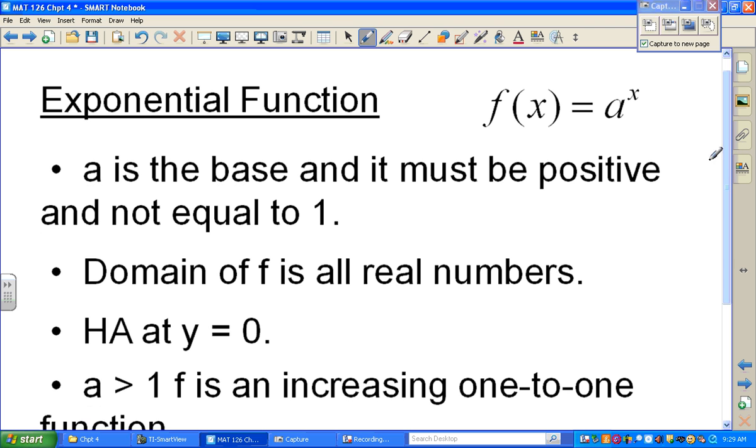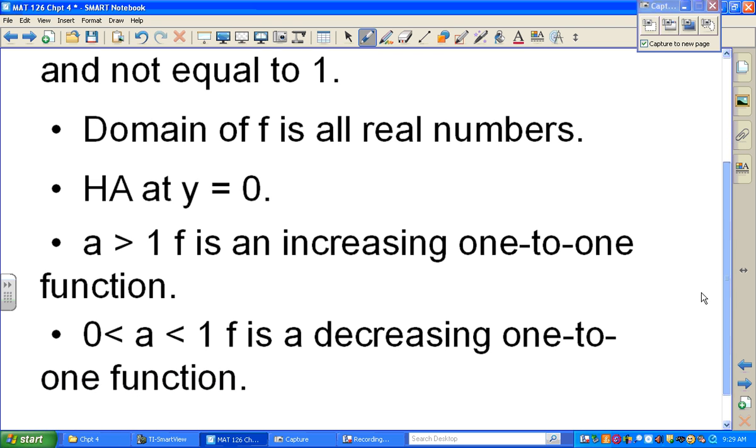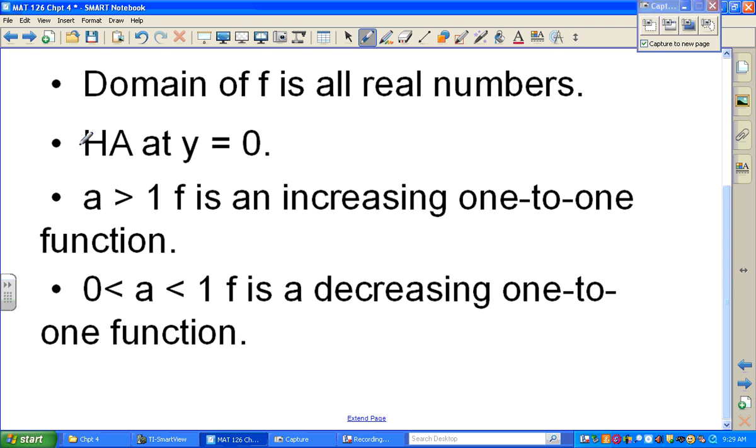So, A is the base. Oh, this is in case I'm not here. You can read that on your own. Domain is all real numbers. Horizontal asymptote. Oh, this is interesting. This A refers to this base right here. f of x equals A to the x.